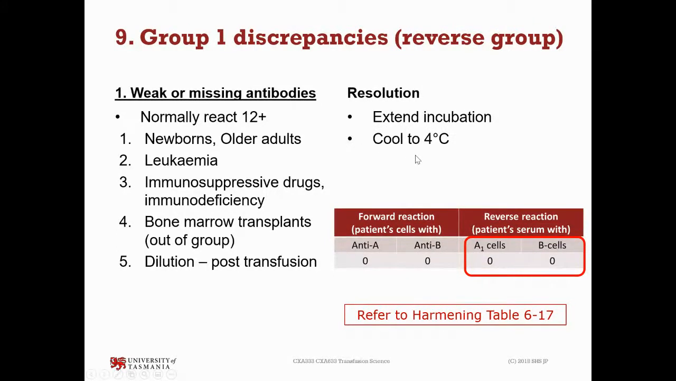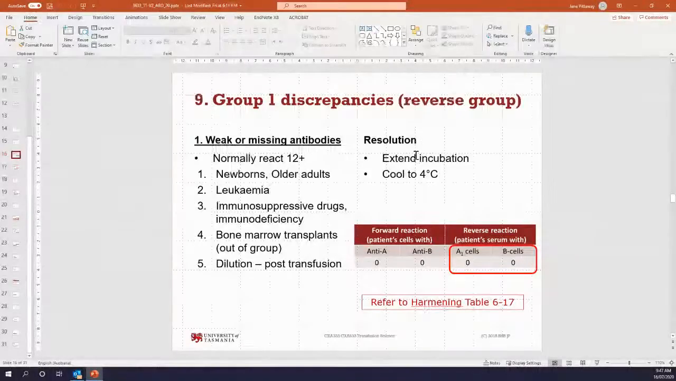Why is that important? Why do we cool it to 4 degrees and not just leave it at room temperature? Go, Basim. Do we keep them from denaturing or breaking down the antibodies? Not so much denaturing or breaking down. It's a good thought, though. Lovely, Amelia. That's correct. So IgM works best at 4 degrees.